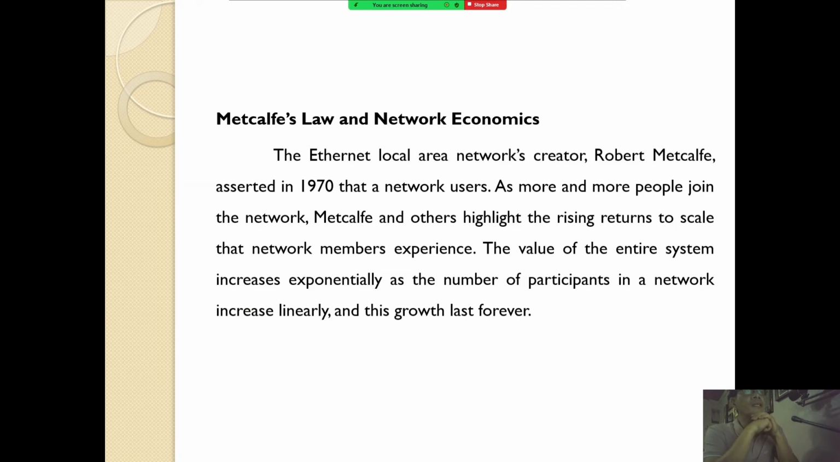So, Metcalfe's law and networking economics. Ethernet local area network creator Robert Metcalfe asserted in 1970 that a network's value grows as more and more people join the network. Metcalfe and others highlight the rising returns to scale that network members experience. The value of the entire system increases exponentially as the number of participants in the network increases linearly, and this growth lasts forever.